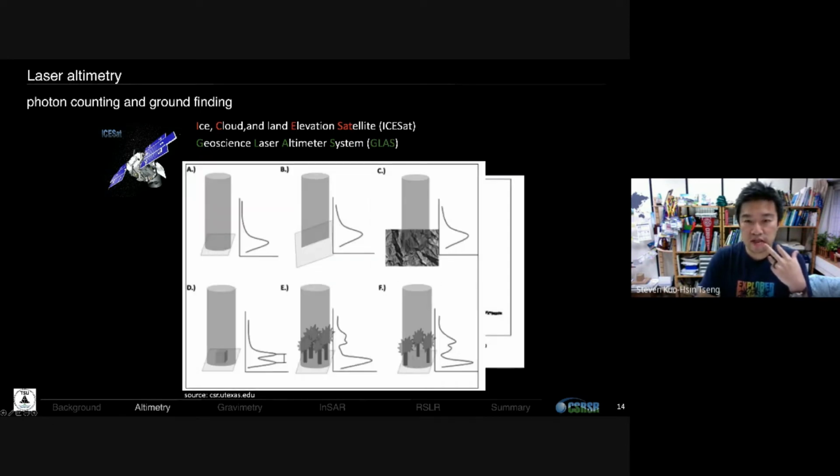LiDAR can give us different penetration to the layers. So if there's a canopy that has multiple returns, then we can understand whether it's from the very surface, the top of the canopy, or from the bottom of the canopy. So we can also use that to analyze the canopy height or the thickness of some layers on the ground.